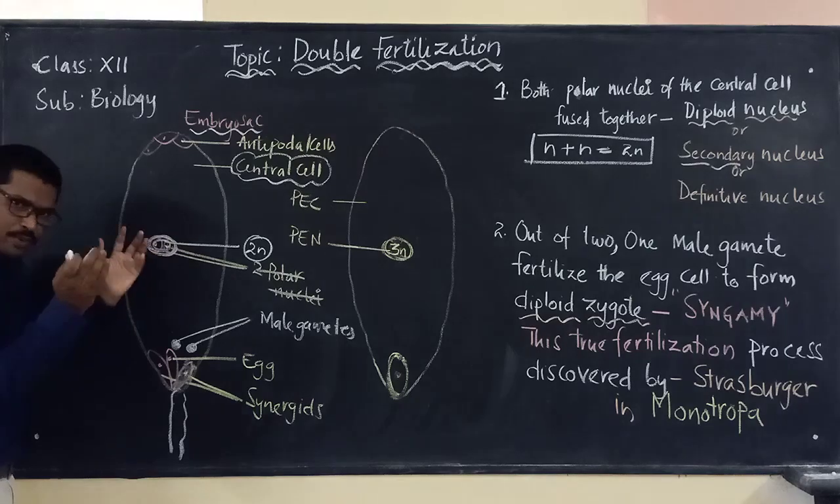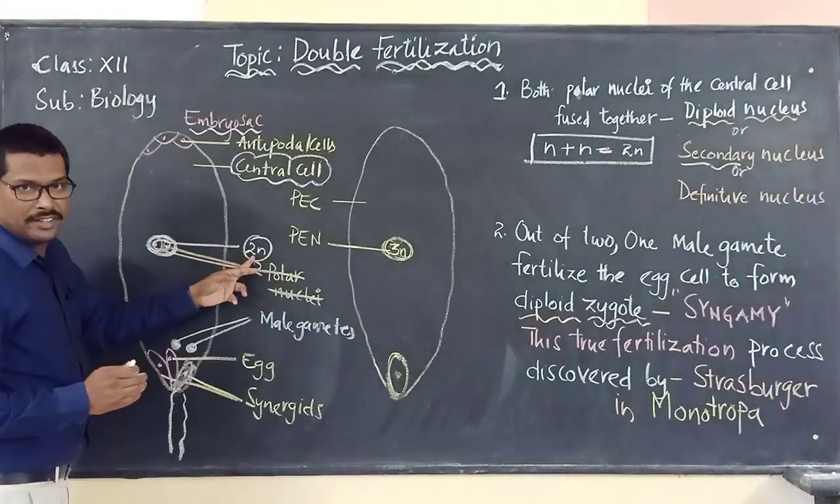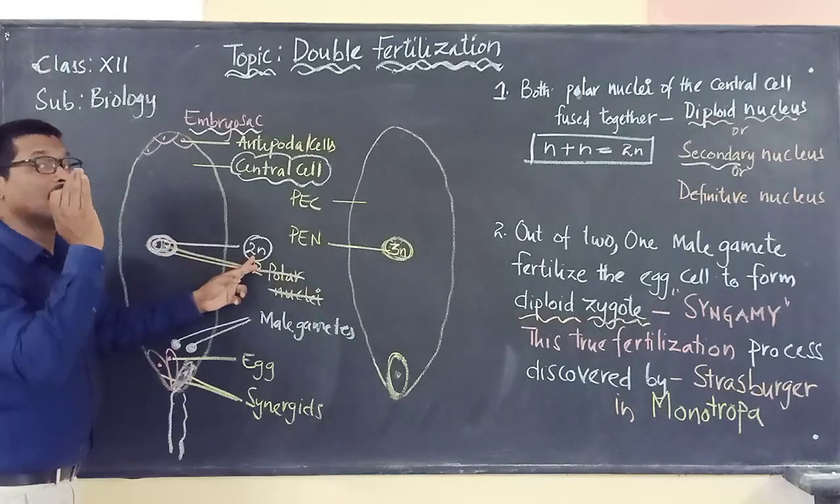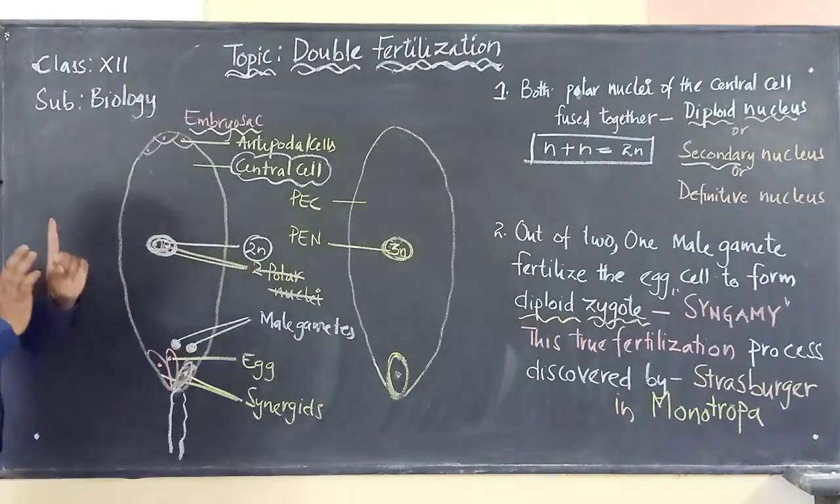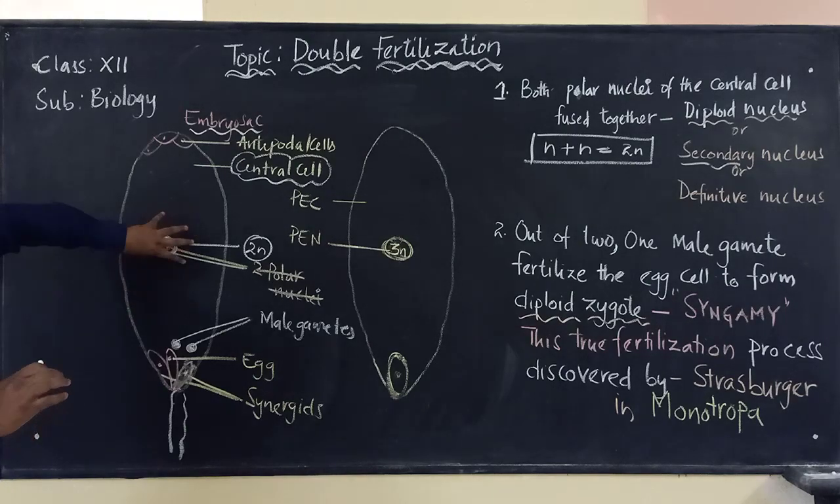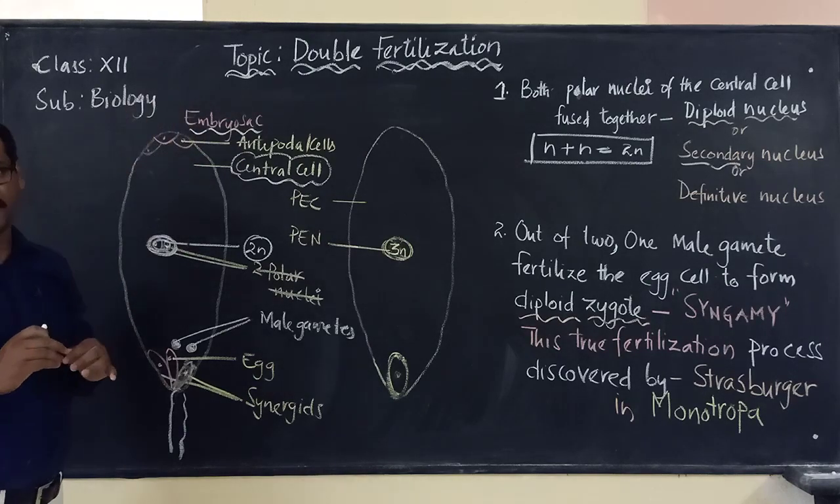Remember, two polar nuclei fuse together, so it is diploid. It is called the diploid nucleus, secondary nucleus, or definitive nucleus. So that is one change that occurred in the embryo sac before fertilization.